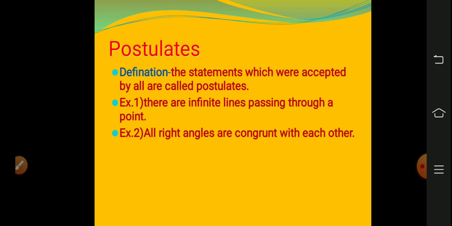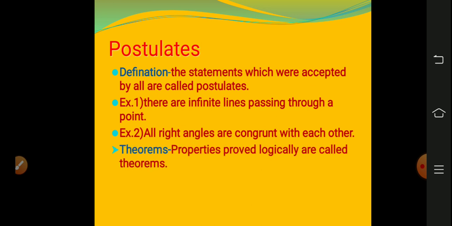The next point is theorem. Theorem means what? The properties proved logically are called theorems. Some properties are proved logically. Such properties are called theorems. There are two types of proof. First one is a direct proof and another one is an indirect proof.